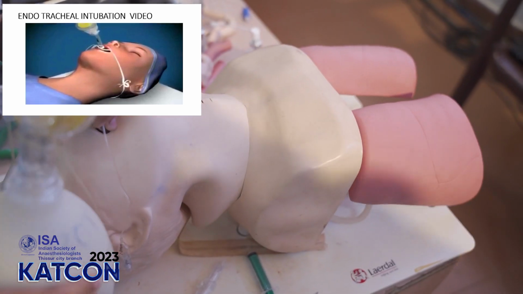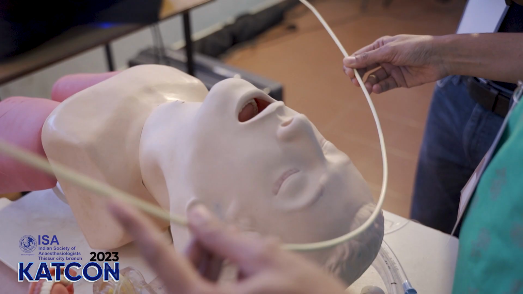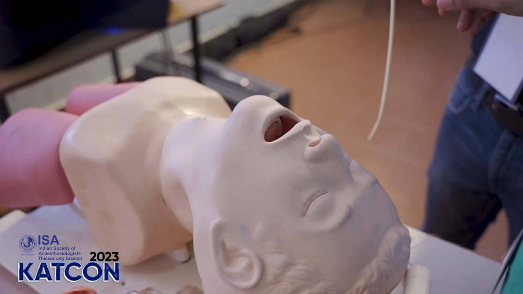So this is a gum elastic bougie. This is helpful while doing a difficult intubation. It has a patient end, and this is the patient end. It has got a curved tip at the patient end. This will be inserted into the mouth of the patient. So once the bougie is in, we'll railroad the endotracheal tube. The same technique, just like intubation.